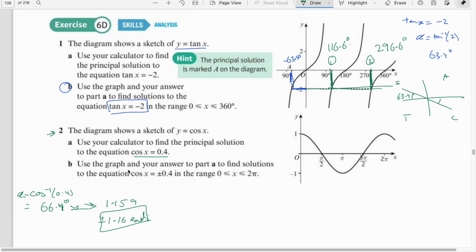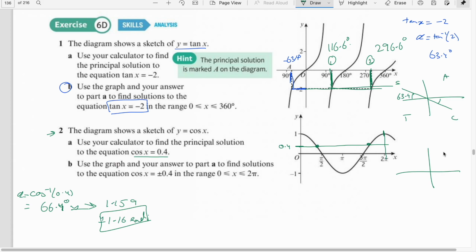B part says use the graph and your answer to part A to find the solution of the equation cos x equals plus or minus 0.4. So if I just mark here 0.4, I already know the first angle. So we know this is 1 and this is 2, up till 2 pi. I'm not going beyond that. So we need these two angles. The first angle is already there, which is 1.16.